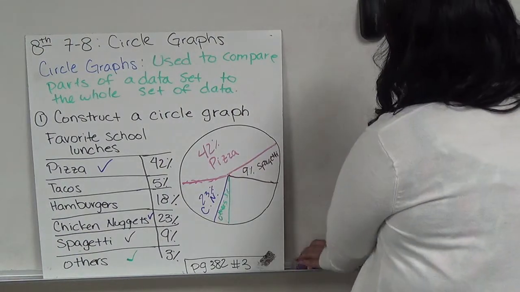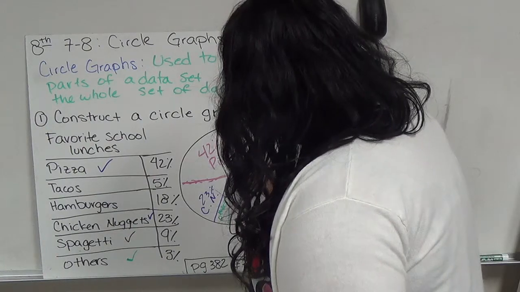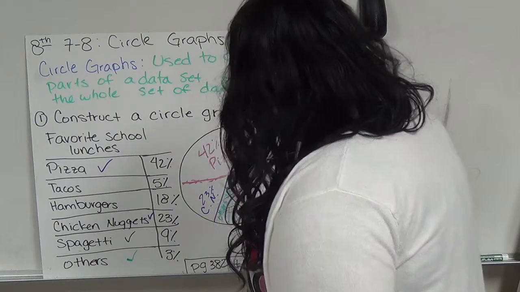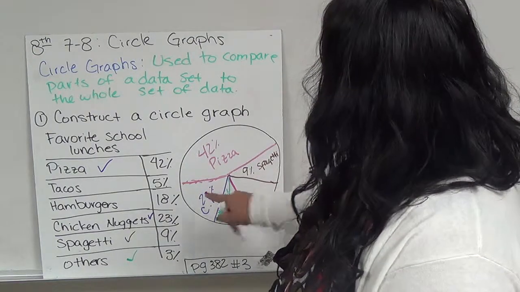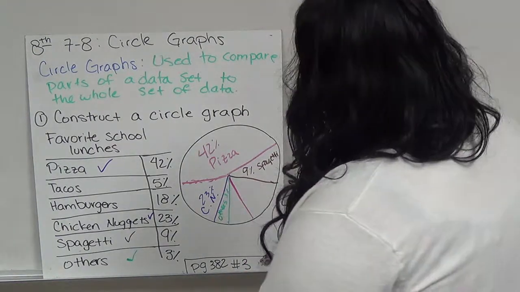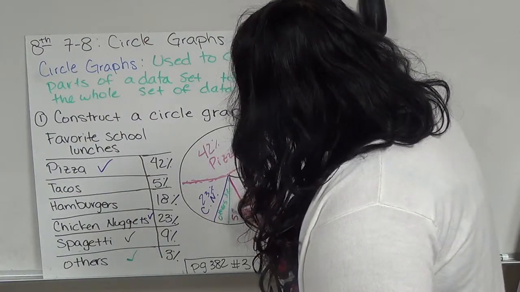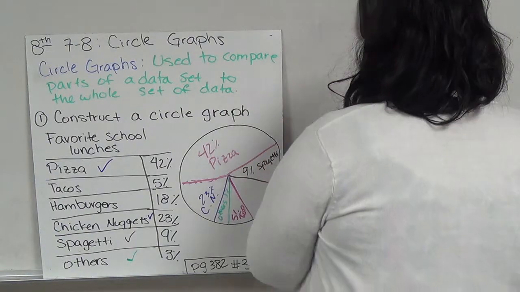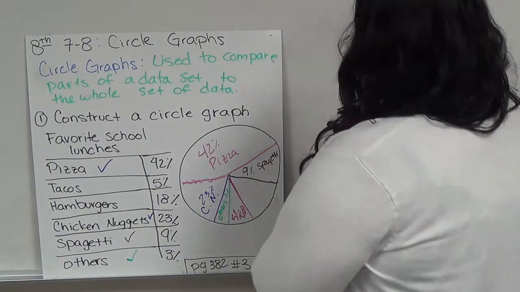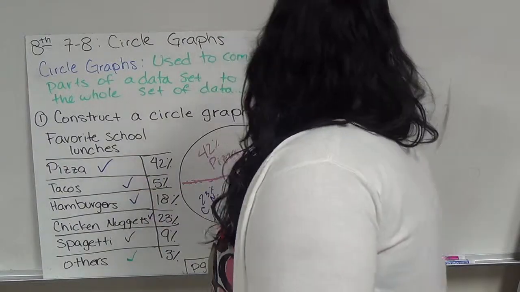So my next one would be 18% and 5%. So I'm just going to do that. My 5% has to be bigger than 3%. My 18% has to be close to 23, so that looks about right. So this is my tacos. And then this is my hamburger.